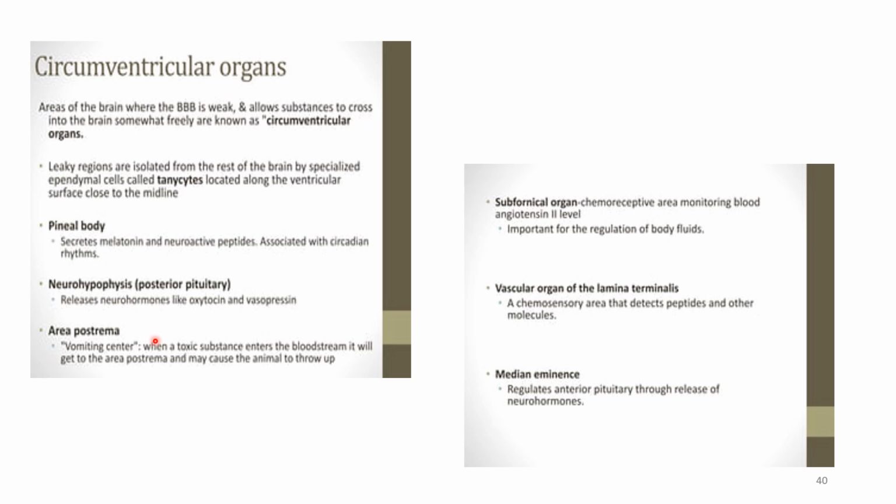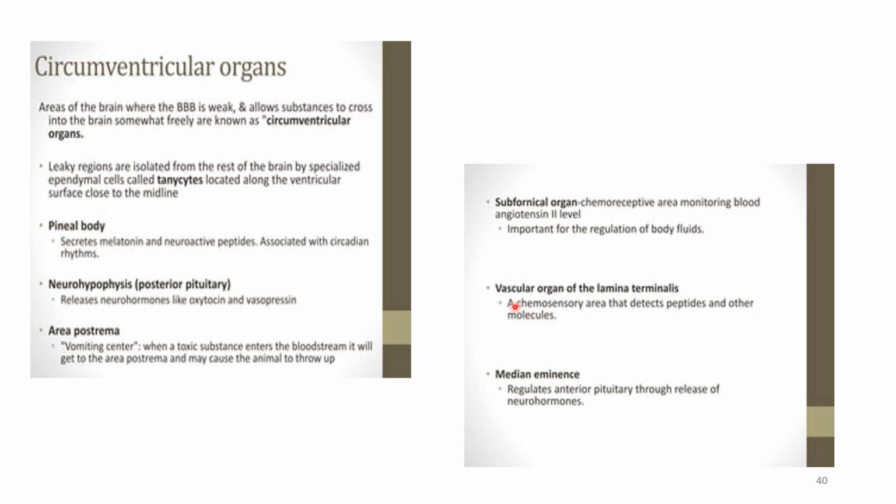And area postrema, the vomiting center: when toxic substances enter the bloodstream, they will get to the area postrema and it triggers the vomiting. And subfornical organ, it is a chemoreceptive area and it monitors the blood angiotensin 2 level. It is important for regulation of the body fluids. So here also the blood-brain barrier is absent.